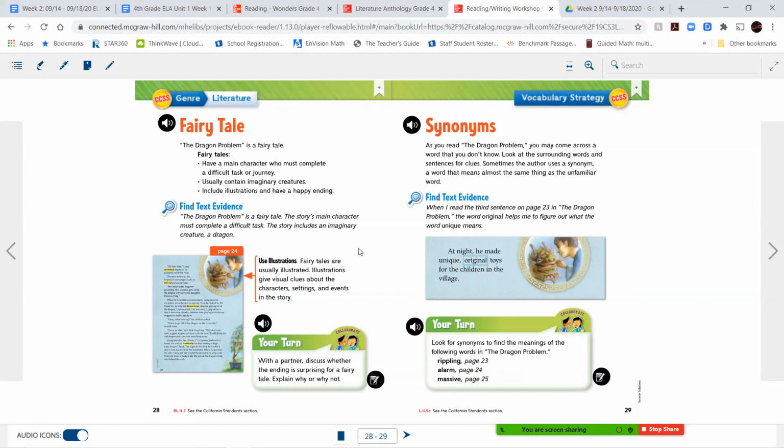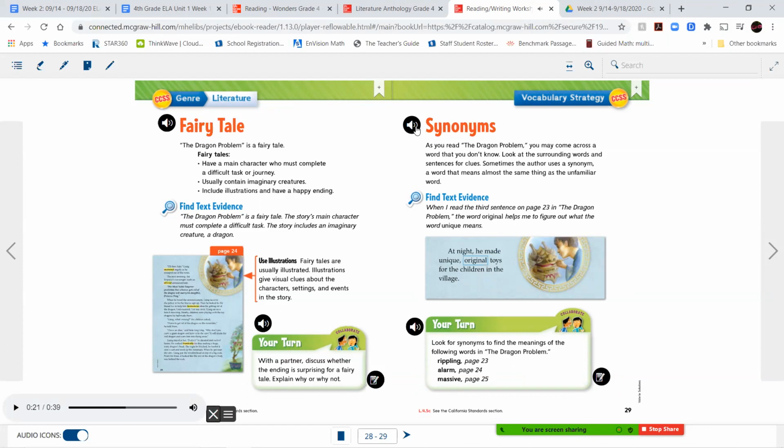Now we're going to take a look at our vocabulary strategy for this week, and that's about synonyms. So we use synonyms to help us figure out the meaning of words that we don't know. Synonyms. As you read The Dragon Problem, you may come across a word that you don't know. Look at the surrounding words and sentences for clues. Sometimes the author uses a synonym, a word that means almost the same thing as the unfamiliar word.